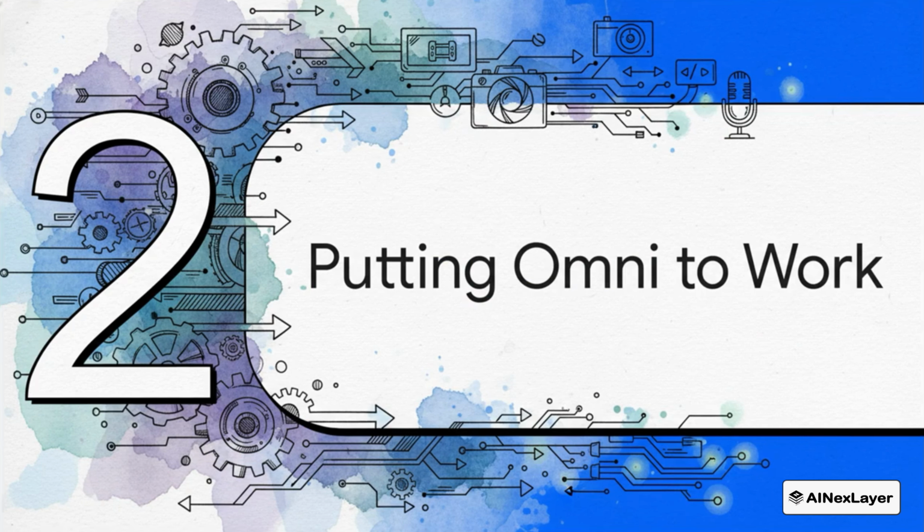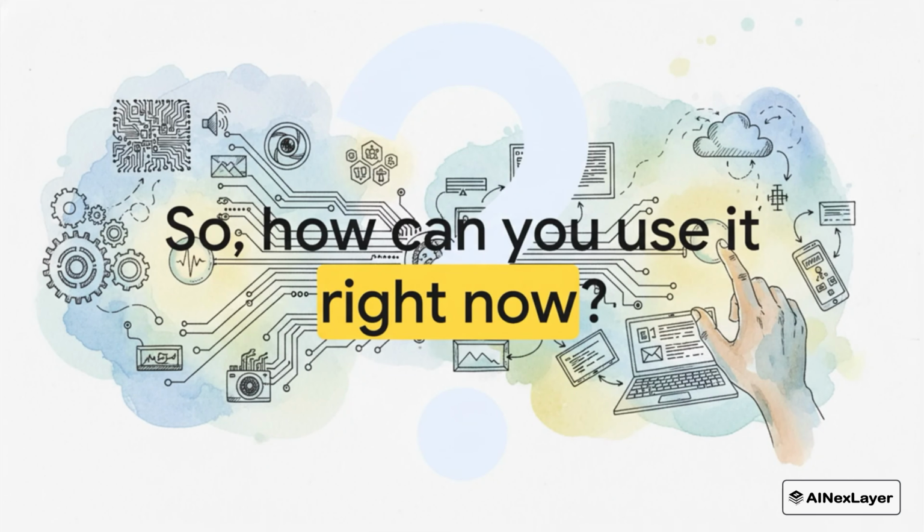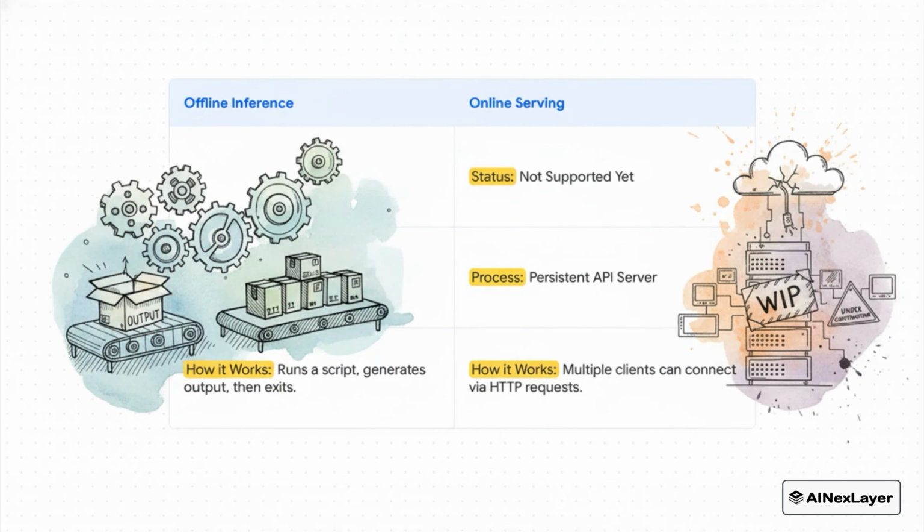All right, so we know what it is, but how can you actually use it? Let's get practical and see how developers can put Omni to work today. This framework is obviously really powerful, but how easy is it to get your hands on? Right now, there are two ways to think about this. You've got offline inference, which is for processing stuff in batches on your own machine. That works perfectly right now. But then there's online serving, which would let you run a live, persistent server that people could connect to. That part is still in the works. So for now, all the action is happening offline.